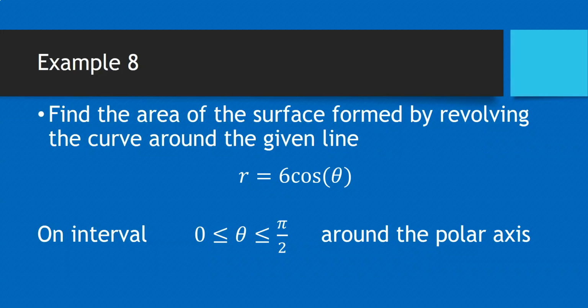That's a pretty straightforward calculation. I'd like you to push pause on this video and try to find the surface area for this curve revolved around the given line. We're going to take this curve and revolve it around the polar axis, that's the x-axis in rectangular coordinate systems. So push pause and do that.